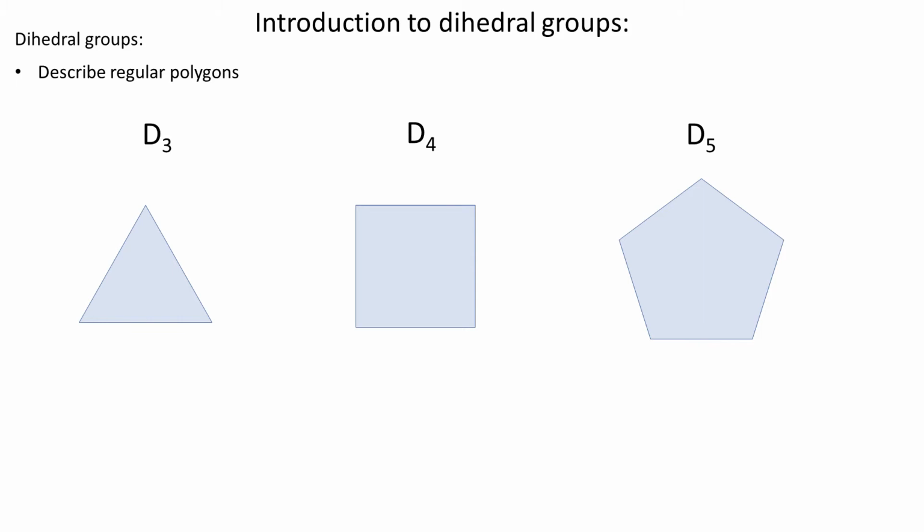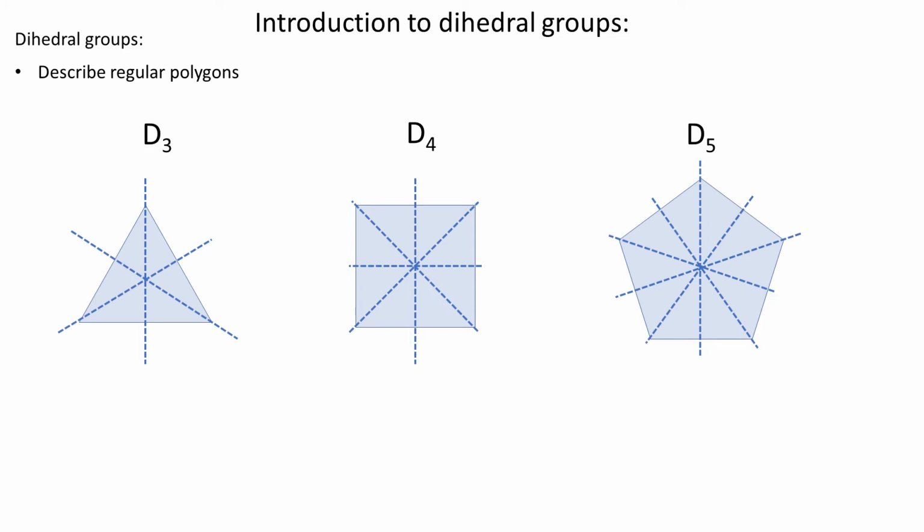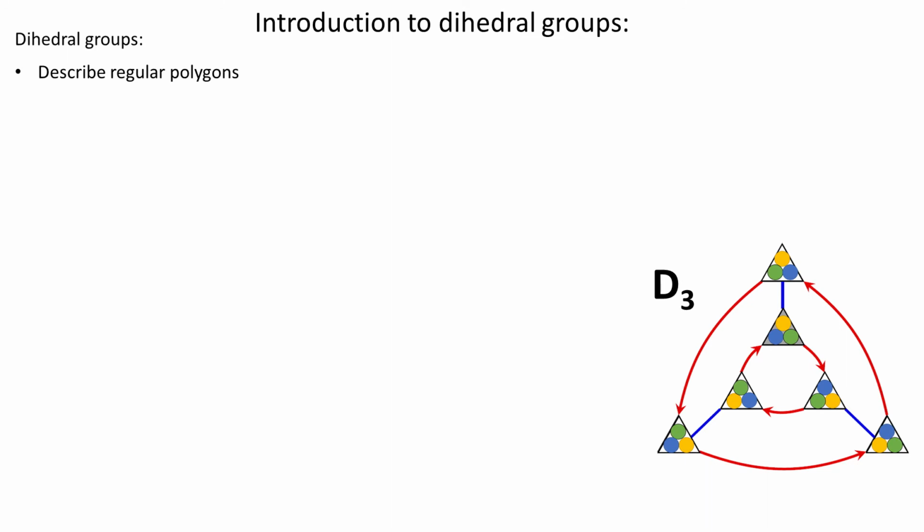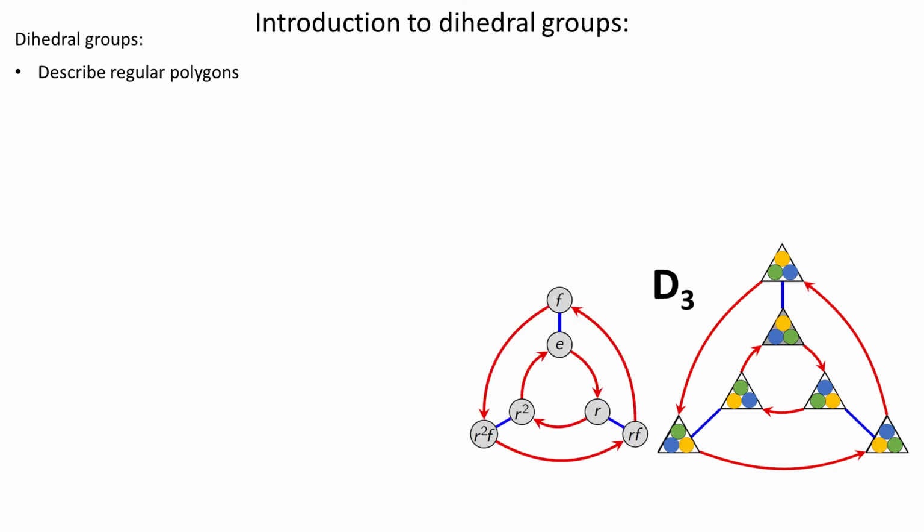Dihedral groups have 2 types of symmetry, rotations and reflections. So let's focus on group D3 that describes a regular triangle. Here is a diagram with states of a triangle, and here is a corresponding diagram with actions. Let's look at the diagram with states of a triangle first. Let's start at the gray triangle.